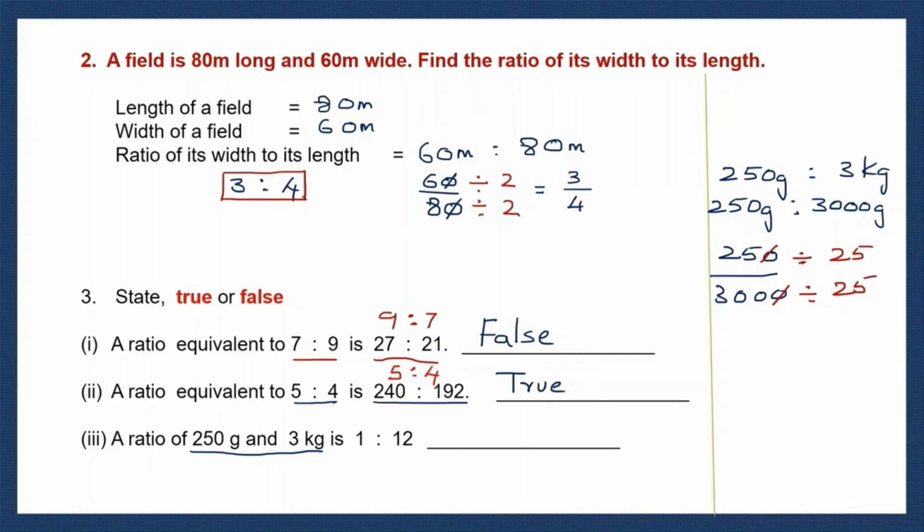Okay, now in that case we get 25 ones are 25. Now here also 25 ones are 25, but this number is 50, so I carry it here. It becomes 50 here. So 25 twos are 50. So now my fraction is 1/12. When I write it as a ratio, it becomes 1:12. Let's go back to the question. 250 grams and 3 kgs is 1:12, and the other ratio is also 1:12. That means this statement is also true.